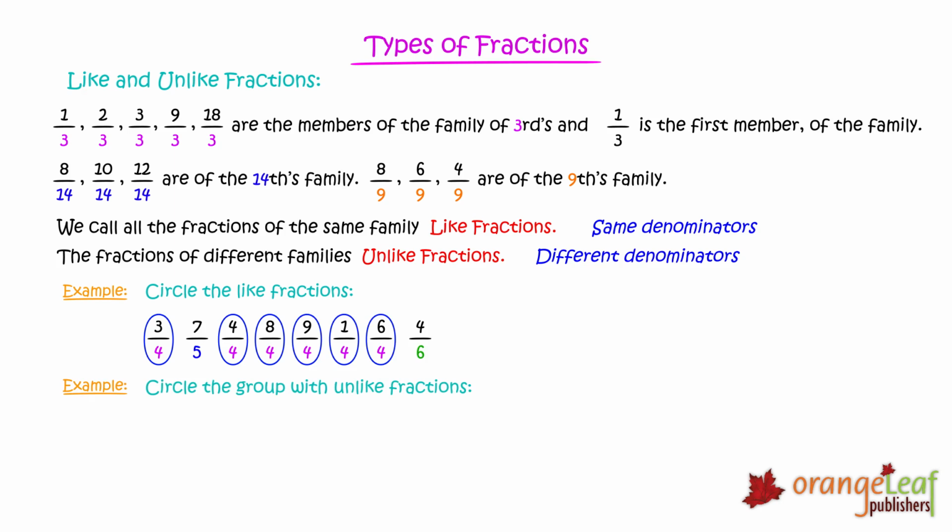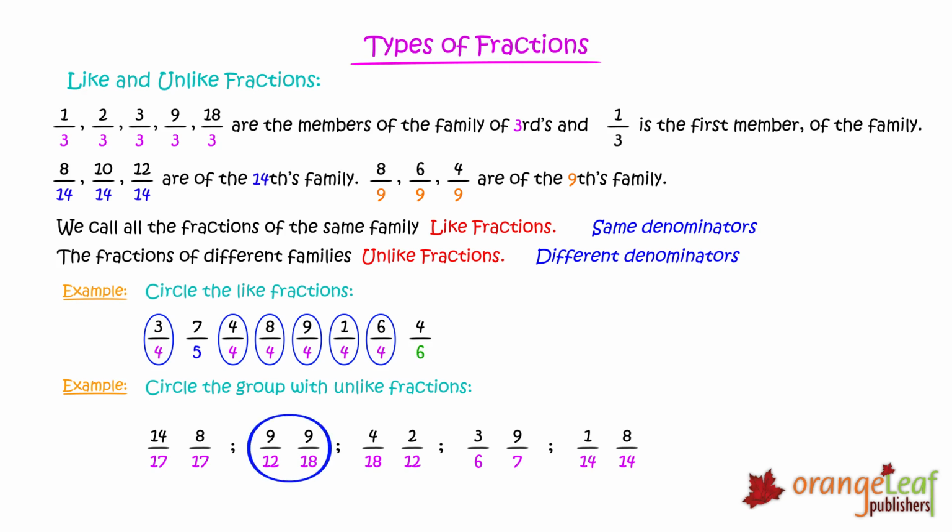Circle the group with unlike fractions. 14 by 17, 8 by 17, 9 by 12, 9 by 18, 4 by 18, 2 by 12, 3 by 6, 9 by 7, 1 by 14, 8 by 14. Here the unlike fractions groups are 9 by 12, 9 by 18, 4 by 18, 2 by 12, 3 by 6, 9 by 7.